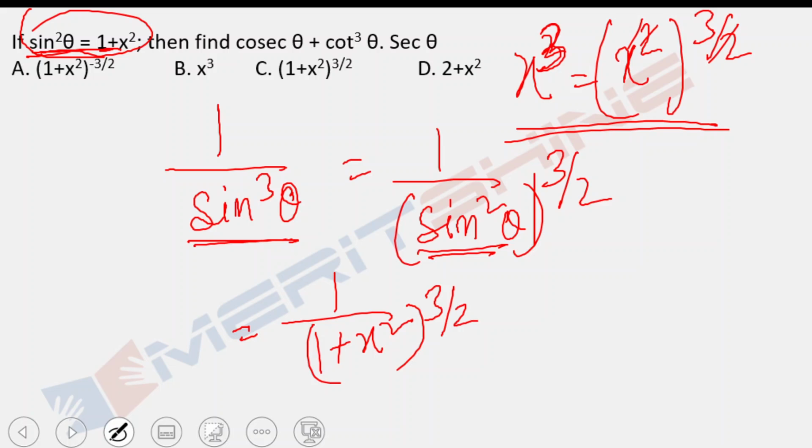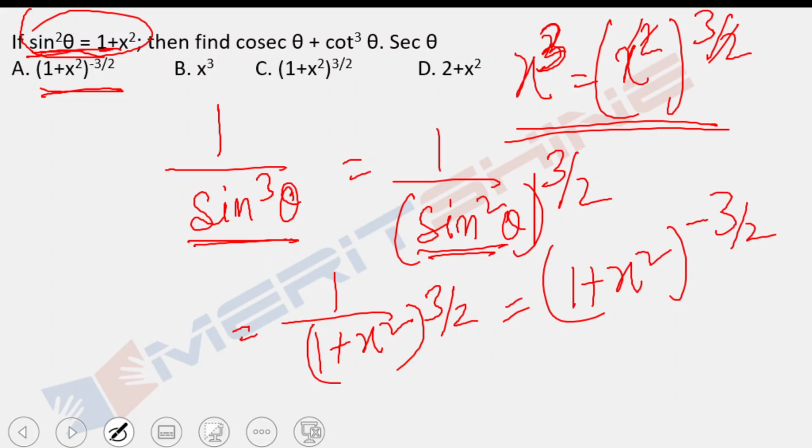Now what are the options here? 1 plus x square to the power minus 3 by 2. Now this is nothing but 1 plus x square to the power minus 3 by 2. Right. So this should be our answer.